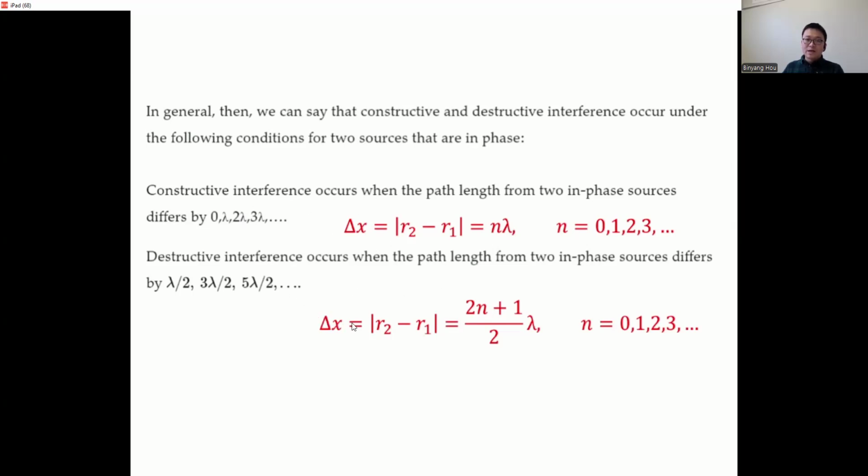Now, if that delta x is equal to halves of lambda, so (2m plus 1) over 2 times lambda, m equal to 0, 1, 2, 3, then the result will be half of lambda, 3 halves of lambda, 5 halves of lambda, okay? So then you'll get destructive interference because this will give you a phase difference of (2m plus 1) times pi. So when a wave peak reaches your point of interest, a trough from the second wave will arrive there, so they cancel out in that case.